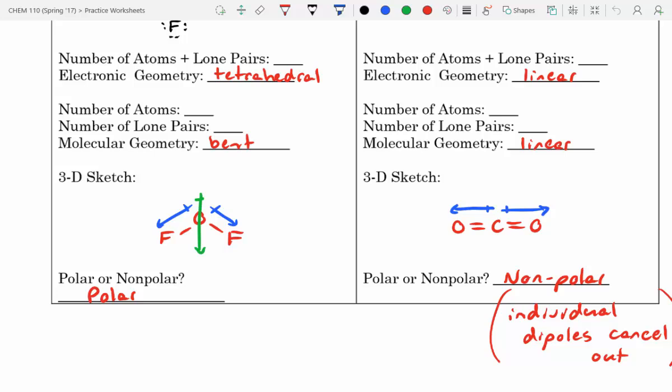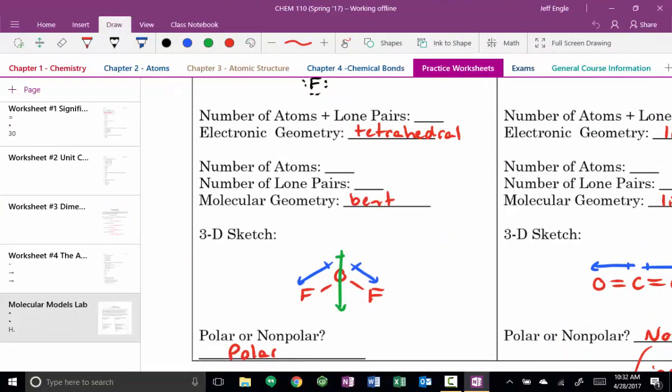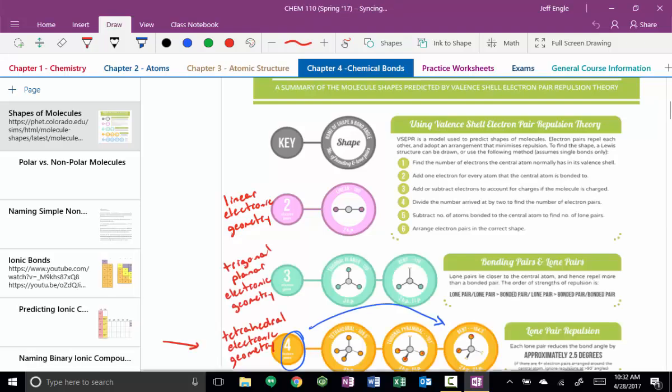Where the one on the left, the OF2, in this case, they're not canceling out because both fluorines are pointed a little bit down. That means that there's a net dipole pointed down towards the fluorines. So that's a really important thing. But in order to predict whether or not a molecule has a net dipole, we need to know its overall shape. So let's make a couple of notes regarding that.